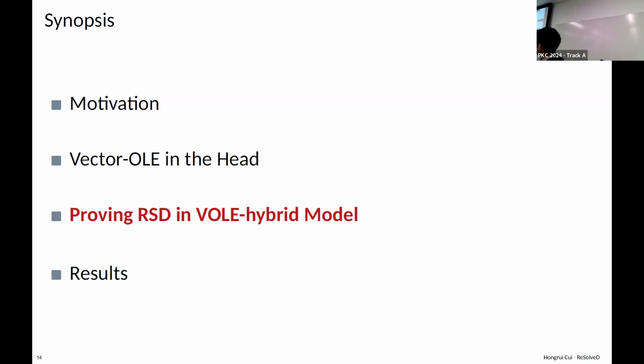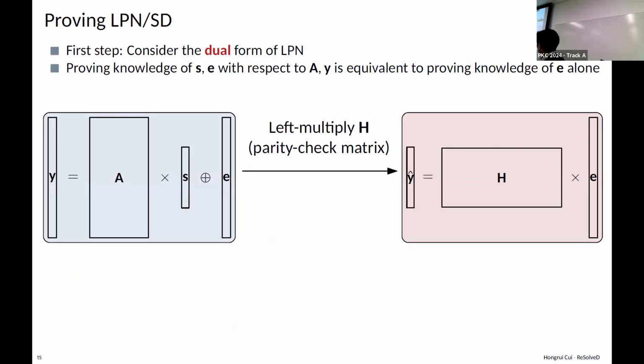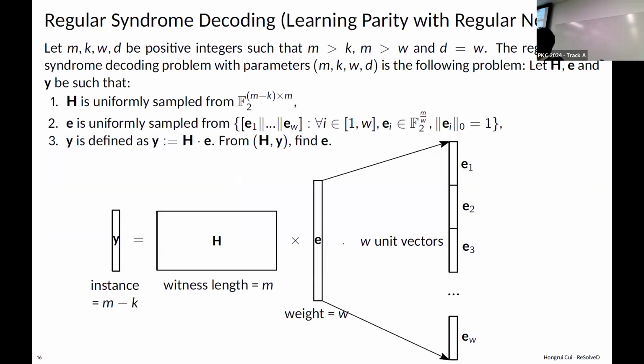Now we show how to prove the LPN problem in this paradigm. Our first step is to consider the dual of the LPN problem. This is done by multiplying the equation with the kernel of A, thus eliminating the first term. The prover now only has to show the knowledge of the low Hamming weight E such that HE is Y. This form is commonly referred to as syndrome decoding.